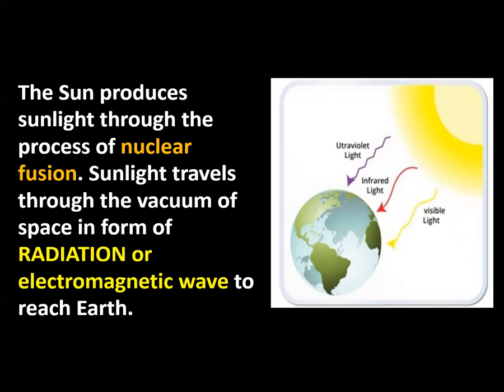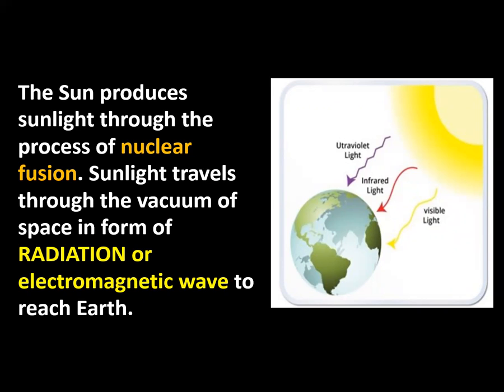The sun contains 99.8% of the mass of the solar system, and together with the other planets and other objects in the solar system, they all revolve around the barycenter of the solar system. The sun produces sunlight through the process of nuclear fusion, and the sunlight that the sun produces through this process can travel through the vacuum of space.